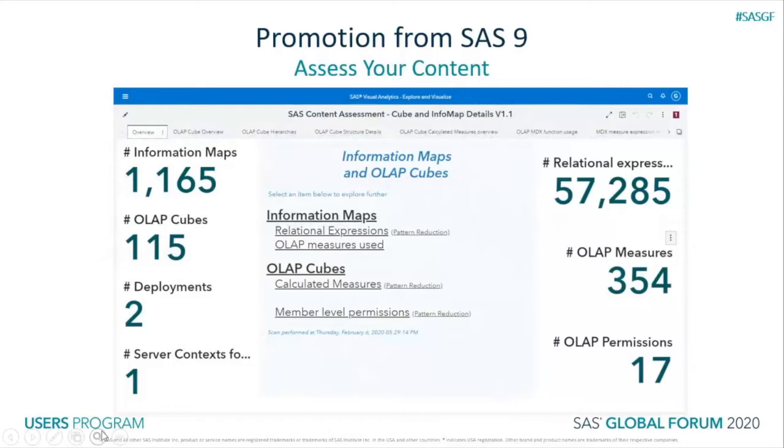It shows you that your current system, or the system that we are currently looking at, has more than 1,000 information maps, some 115 OLAP cubes, and a large amount of relational expressions and OLAP measures. There are much more details in this report. Of course, this is only a screenshot of one part. You would also see, of course, visual analytics reports and what's being used within those reports as well.